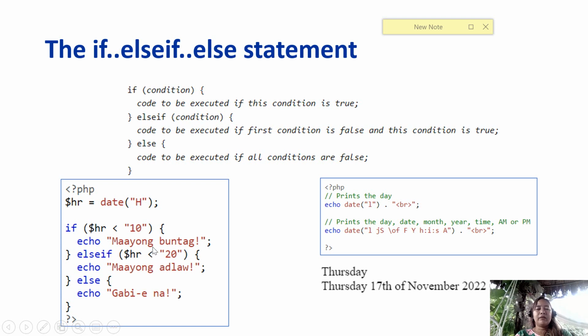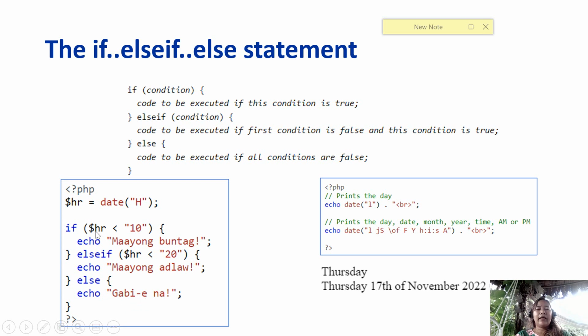Now, however, remember that this is less than 20. So if the value is 20, that's like 8 p.m., or perhaps 11 in the evening, that will make it 21, 22, 23 hours. So this one will be false, and it will go to the else part and display gabi na.